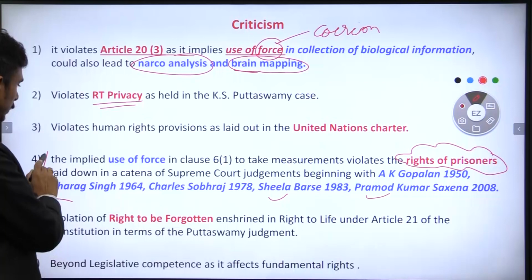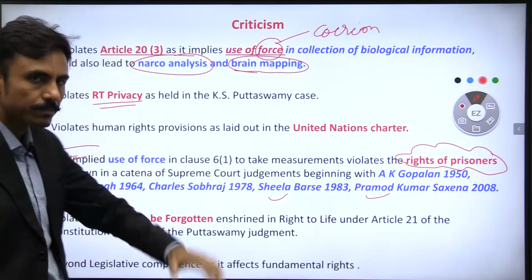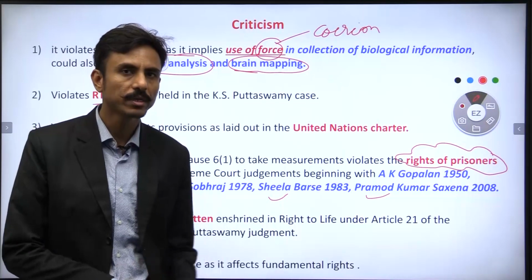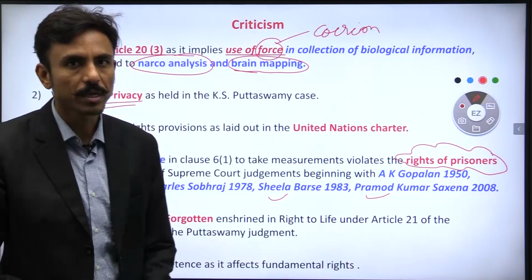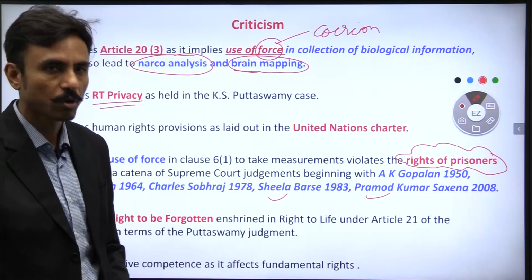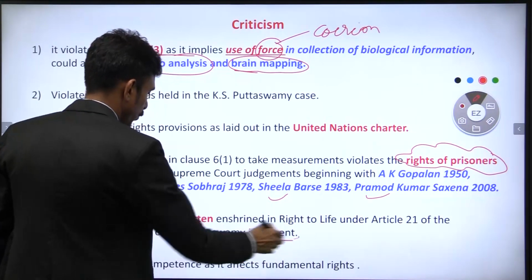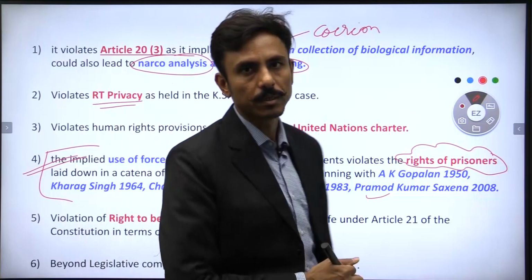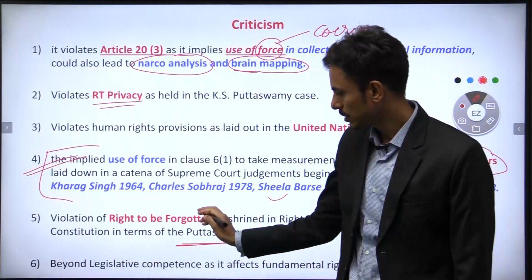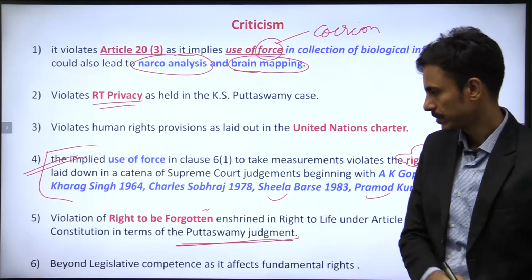So they may ask you what these cases deal with, right? At the same time, it also violates the right to be forgotten, right? So guys, the right to be forgotten is also a fundamental right under Article 21, which is the right to life and liberty, and it is also being interpreted under the Puttaswamy judgment, right? That means you have the right to be forgotten, right? And when you collect the samples, you actually are violating the right to be forgotten.